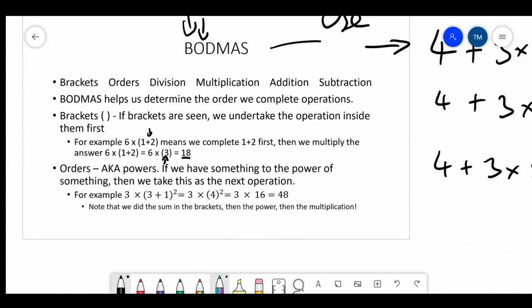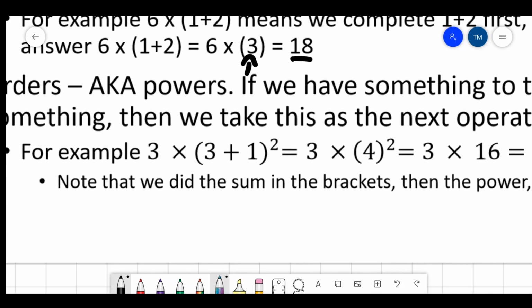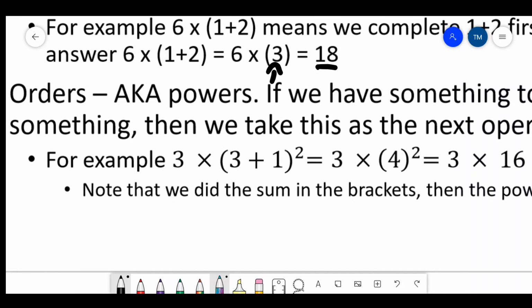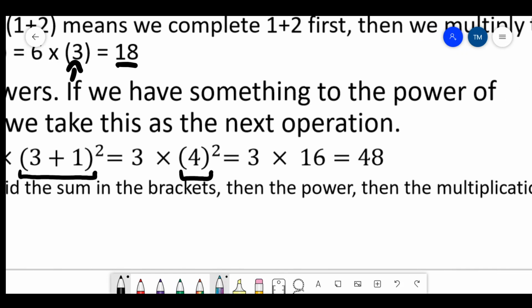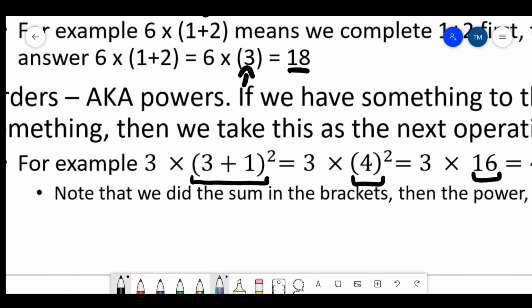And another example here, if we have powers, for example, 3 times (3 plus 1) squared. In this example, remember we do the brackets first because that's our first one. So we do 3 plus 1, which is 4. And then we do 3 times 4 squared. So 4 squared is 16. And then we do the multiplication as the final step in this sum, which is 3 times 16 equals 48. So you can see in this example, first we did the brackets, then we did the power, and then we did the multiplication.